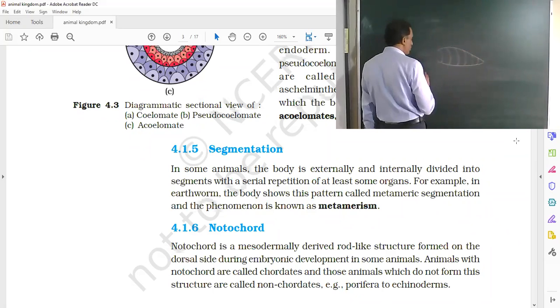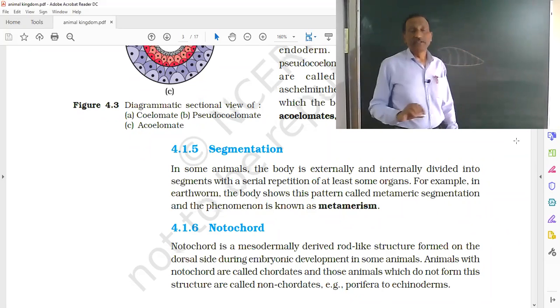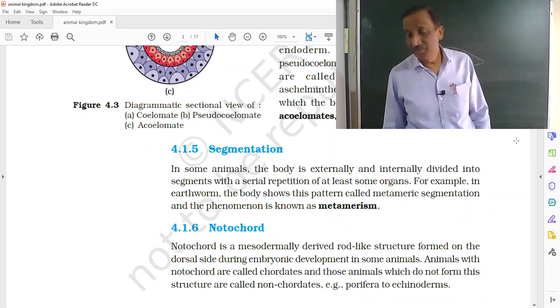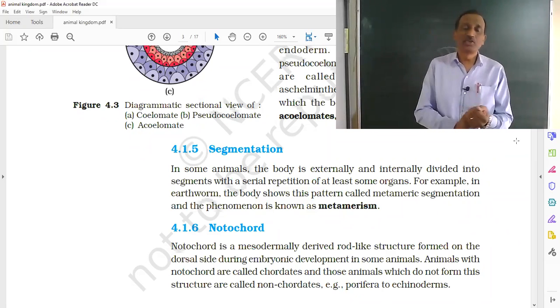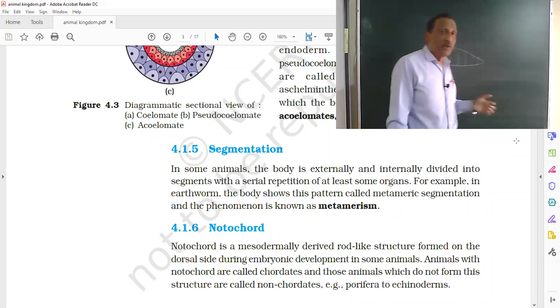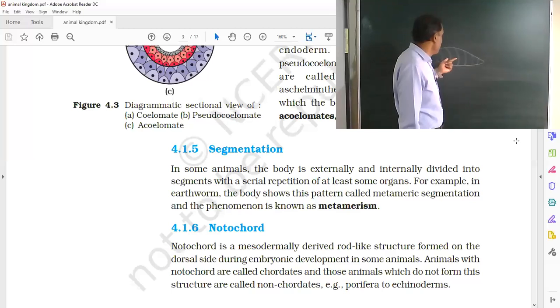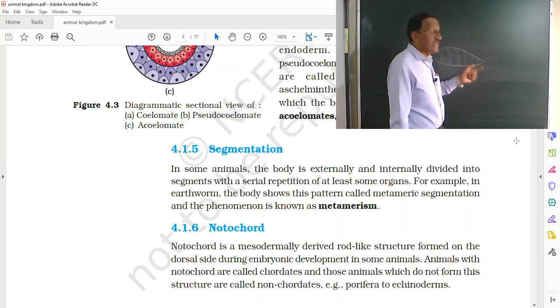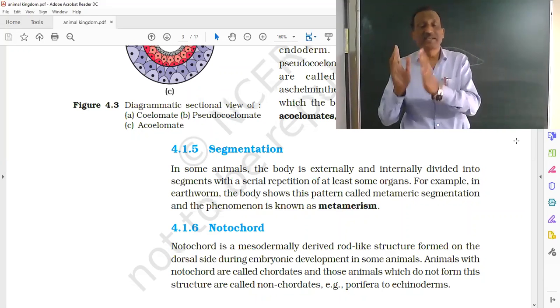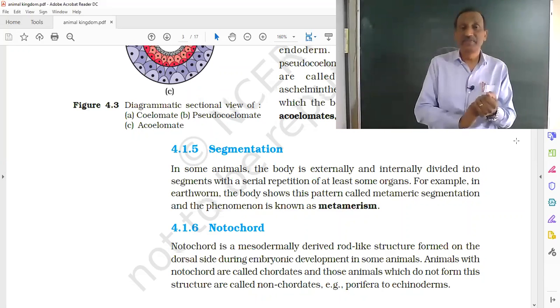Earthworm has segments. Similarly, tapeworm has segments. Now, tapeworm segments we are not considering as segmentation for classification. We consider it when the body has segmentation and the segments are metameric. Now, what is meant by metameric segmentation? That is when the segments are repeated at certain intervals.